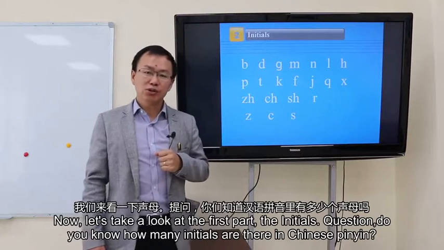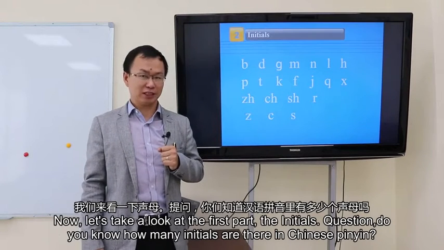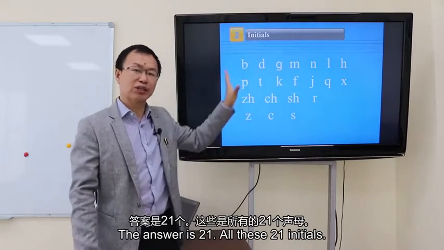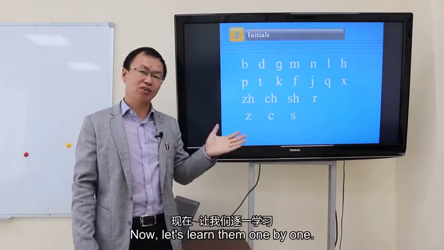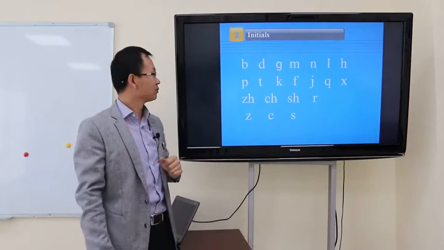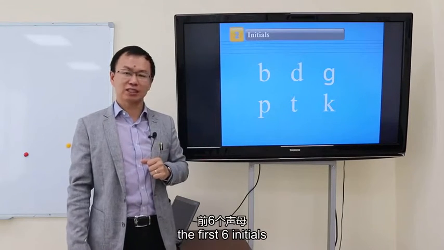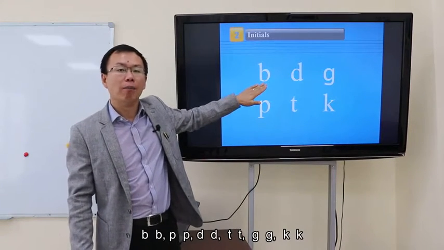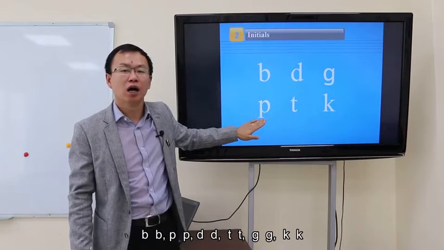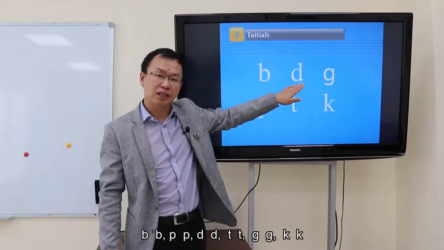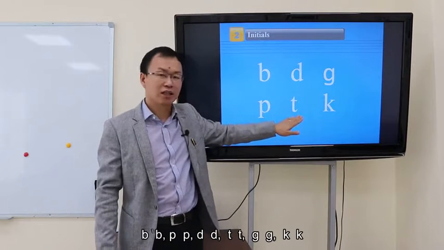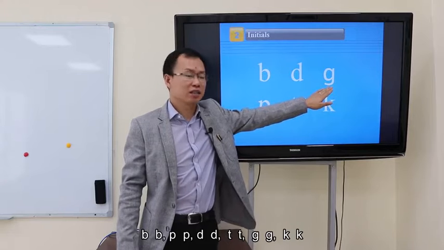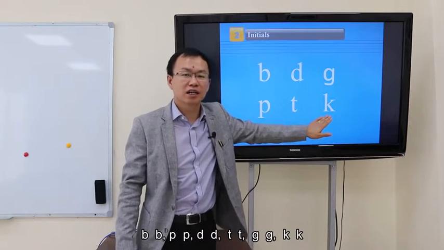Okay, question. Do you know how many initials in Chinese Pinyin? The answer is 21. All these 21 initials. Now let's learn them one by one. The first 6 initials. Please read after me. B, B, P, P, D, D, T, T, G, G, K, K.